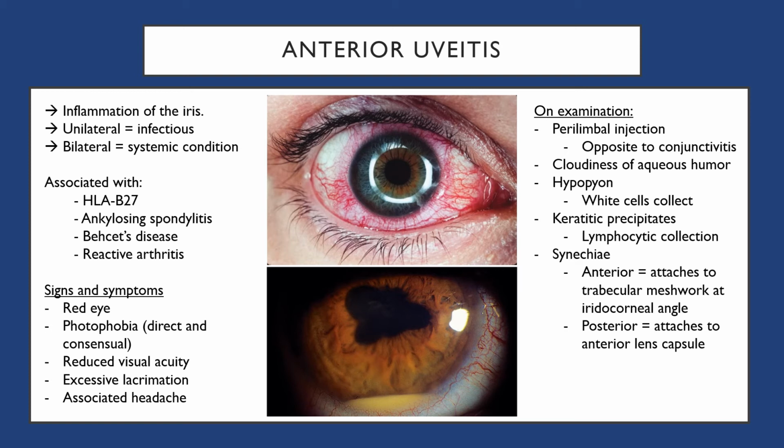So these are basically attachments of the iris, either anteriorly to the trabecular meshwork or posteriorly to the anterior lens capsule. So if you think about it, the iris is what actually controls the pupil size. In the bottom picture, the iris has actually gotten stuck either behind or in front, and because it's got stuck, you've got a distorted pupil.